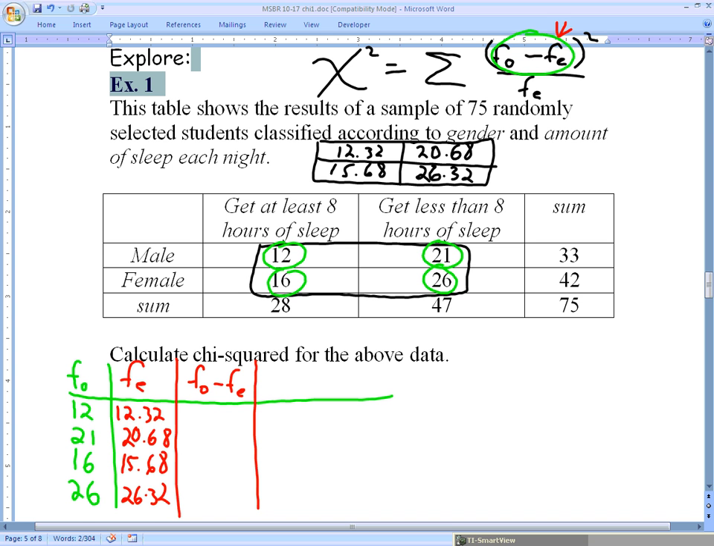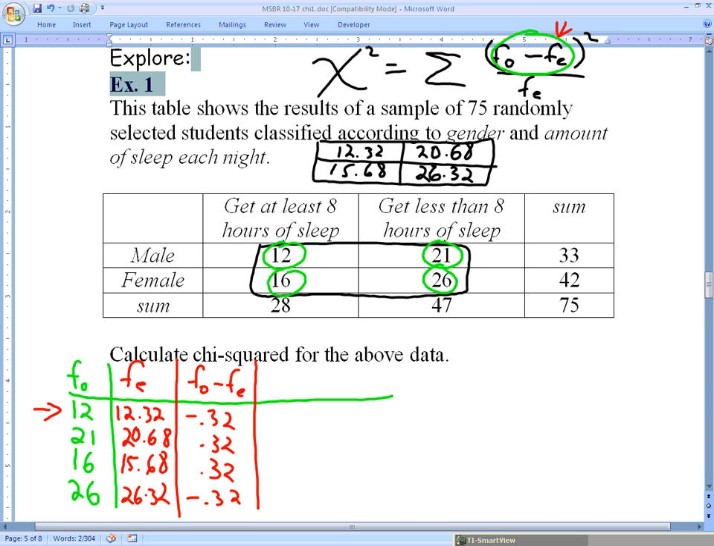Well, 12 minus 12.32, these values right here, I'm just going to subtract them, so I end up with negative 0.32. Then 21 minus 20.68, I get positive 0.32. And then here I get positive 0.32 again. And then finally, negative 0.32. When you only have 4 pieces of data like this, you will see that sort of symmetrical pattern that we have there. But as we get more and more data, the pattern will go away.